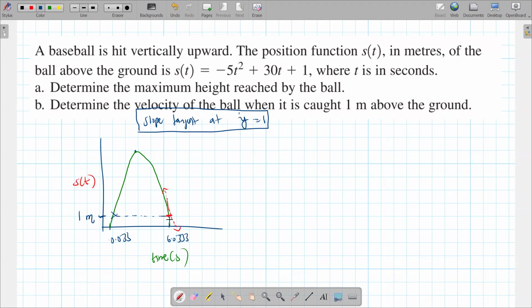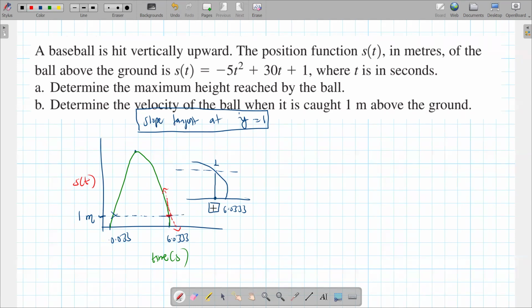We know the y value. The y value here is 1, but what's the x value? It can't be 6.033. That's when the y value is 0. If you zoom in on it, it'll look like this. So this is 6.0333, but the 1 meter is somewhere here. And we're looking for this x-intercept, or the x value for this function when the y value is 1.